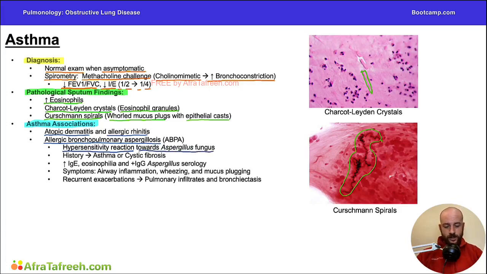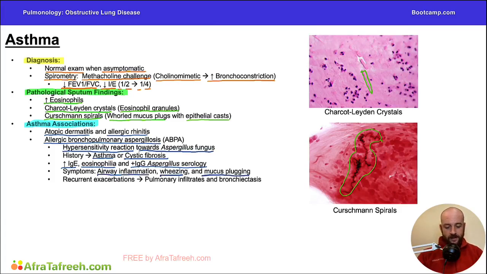And classically, this condition occurs in asthmatic patients or cystic fibrosis patients for 2 reasons. The first reason is that the Aspergillus spores tend to get stuck in the thick mucus that's present in the airways of these patients. And secondly, individuals with asthma or cystic fibrosis are susceptible to producing large quantities of IgE and IgG antibodies towards Aspergillus antigens. So classically, when we diagnose this condition, we're going to see high levels of IgE, eosinophilia, and a positive IgG Aspergillus serology. And some of the symptoms that we typically see in ABPA are going to be similar to an episode of asthma, so we can see things like airway inflammation, wheezing, and mucus plugging.